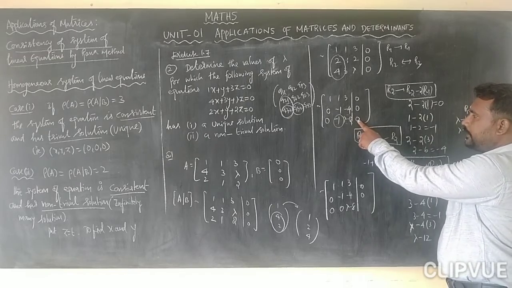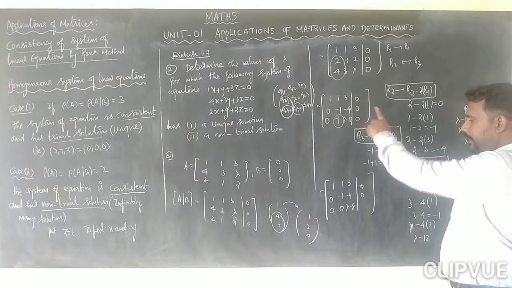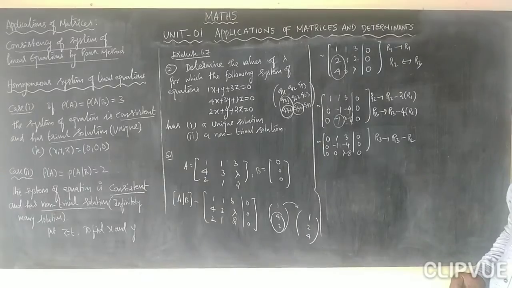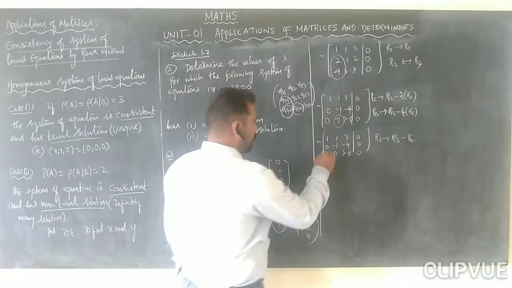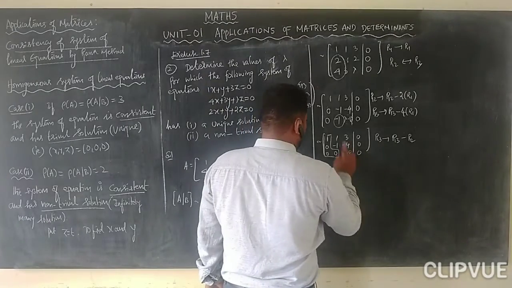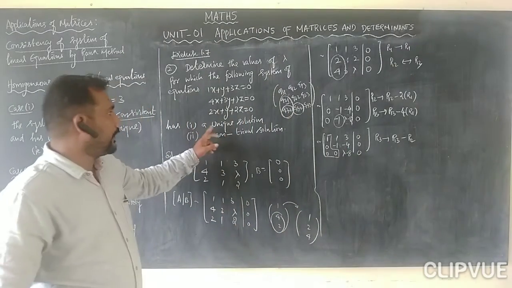This term, R3 value is 0, minus of R2 value is 0. It's clear? Next one. Lambda minus 8. First condition, a unique solution.